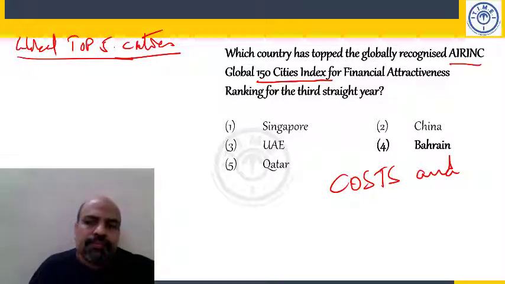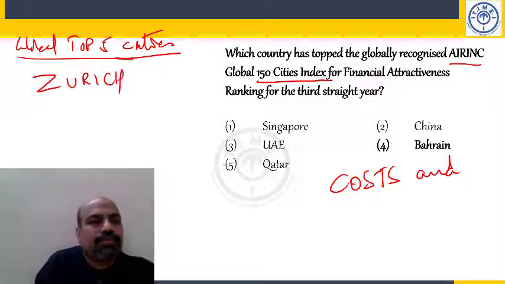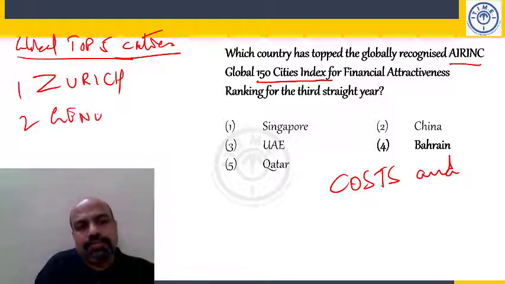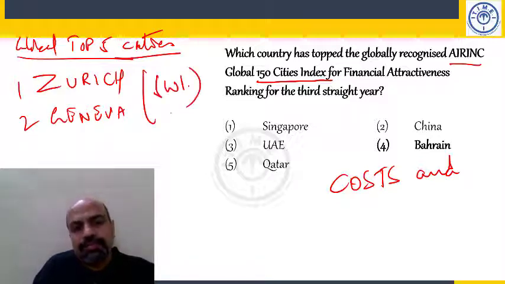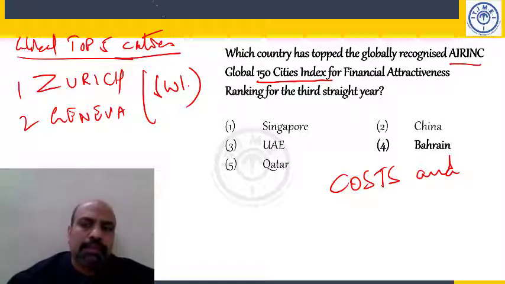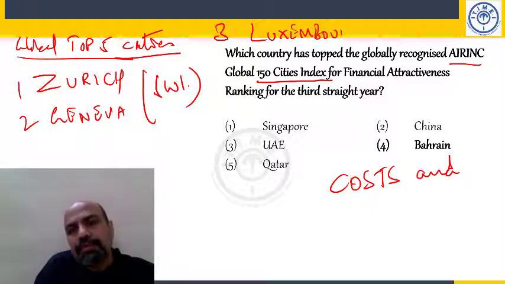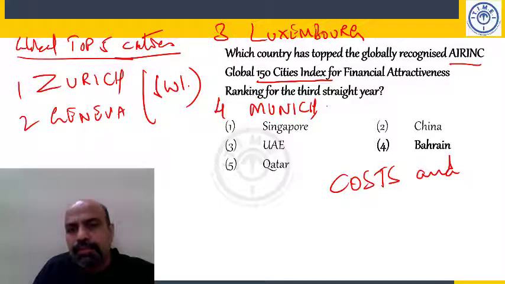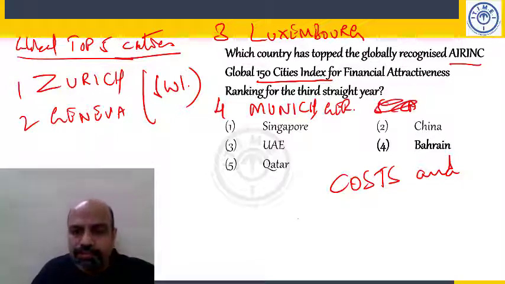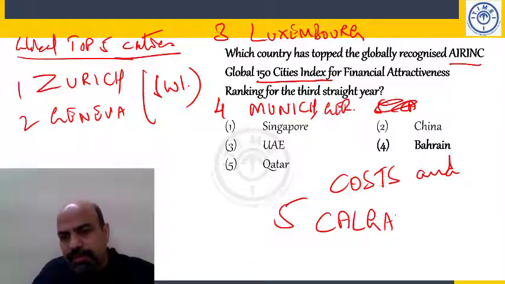Global top five cities. 1. Zurich. 2. Geneva. Both are in Switzerland. 3. Luxembourg, which is also a country. 4. Munich, Germany. 5. Calgary, Canada.